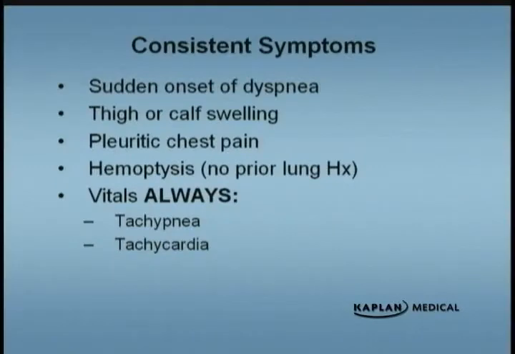So high-risk patients, the right clinical scenario, is the second thing we look for, and that's when we start thinking about thromboembolism. So the consistent symptoms are sudden onset of dyspnea, just like our patient had, thigh or calf swelling along with the sudden onset of dyspnea, or thigh or calf swelling by itself, and then pleuritic chest pain. The patient says, when I take a deep breath, my chest wall hurts, I can't take a deep breath, it hurts me. And then hemoptysis, in somebody that has never had any history of lung disease. You always think about thromboembolism.